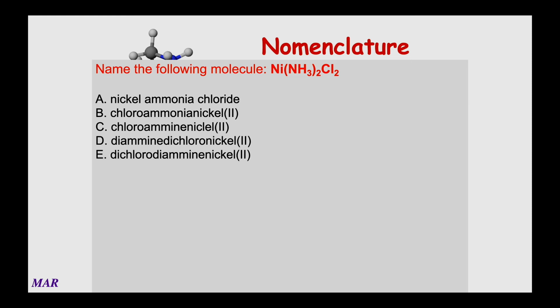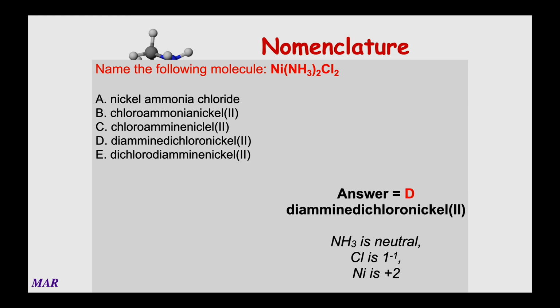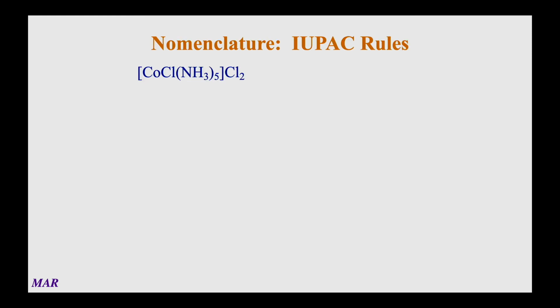So this thing would be diamine dichloronickel 2, and that would be the cool name of this compound. Woohoo! Again, if you see a long name like that, just break it down into little pieces, and then these molecules will absolutely fall for you. Here's just some more examples.